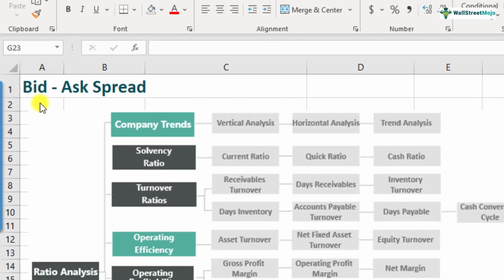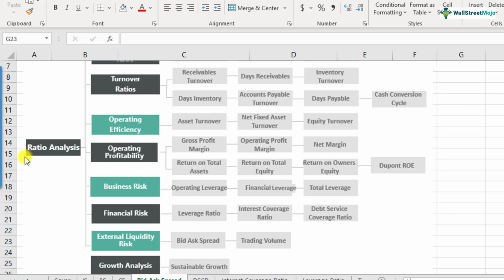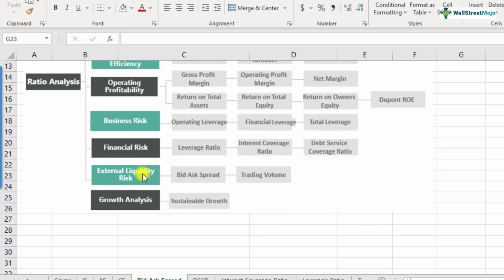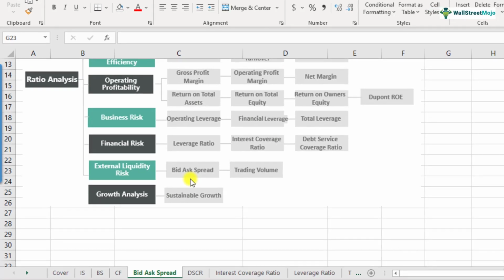What is bid-ask spread? Bid-ask spread is a part of the ratio analysis framework, and it comes under the external liquidity risk category. When we are looking at bid-ask spread, we are usually talking about those companies or stocks which are listed in the stock market. By virtue of their listing, we should be able to buy or sell those stocks. We are not talking about private companies whose shares are traded in a private market, negotiated through a private deal. Only listed companies is where we will look at the bid-ask spread.